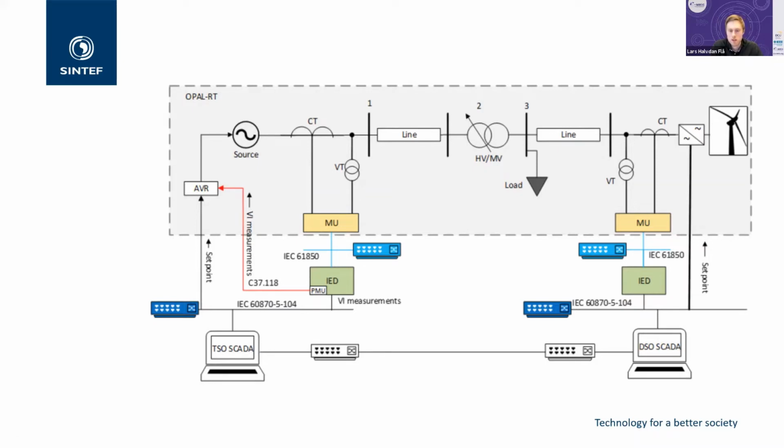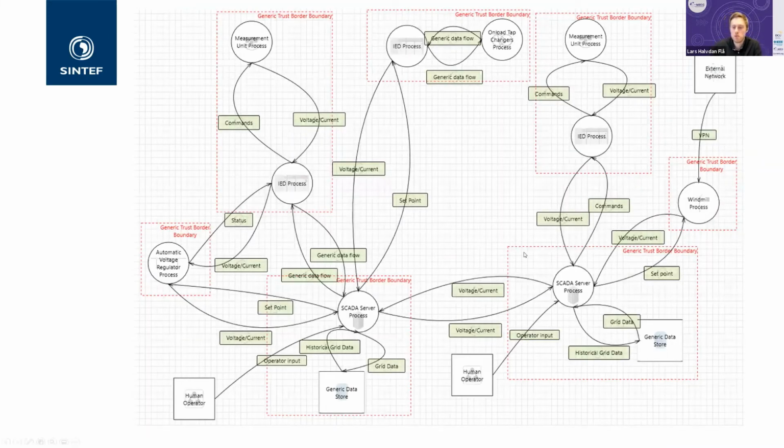So then we take this physical system and we attempt to model it in the threat modeling tool. And that gives this model here, where you can see that we have the SCADA server here, and the distribution system operator server and the transmission system operator. They both communicate with their IEDs. The distribution system operator communicates with the windmill. They both are assumed to have a human operator.